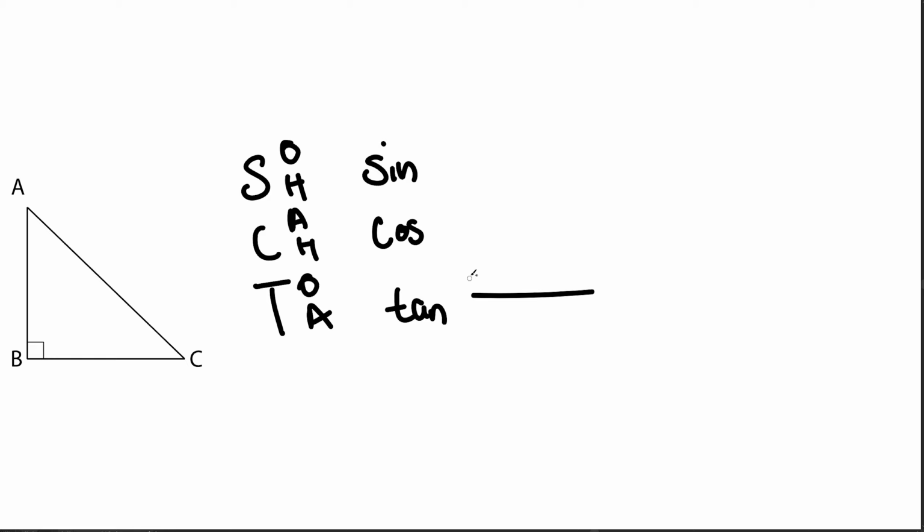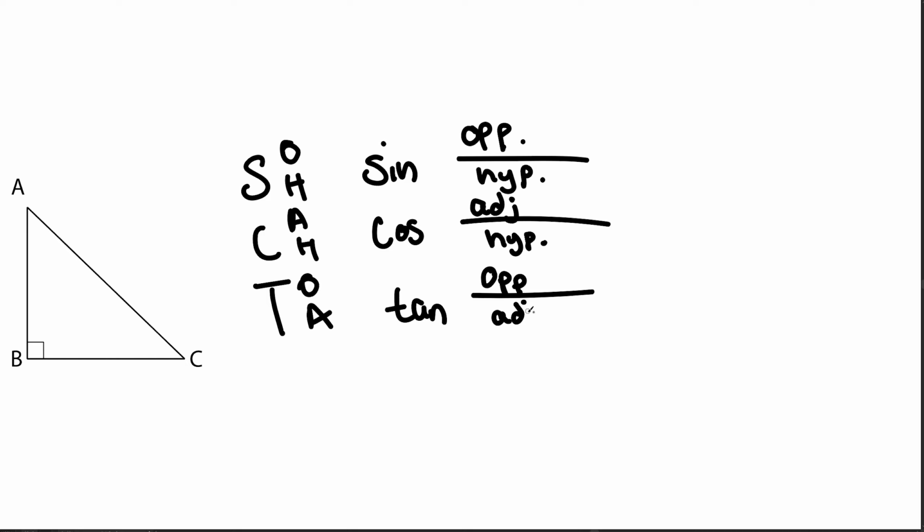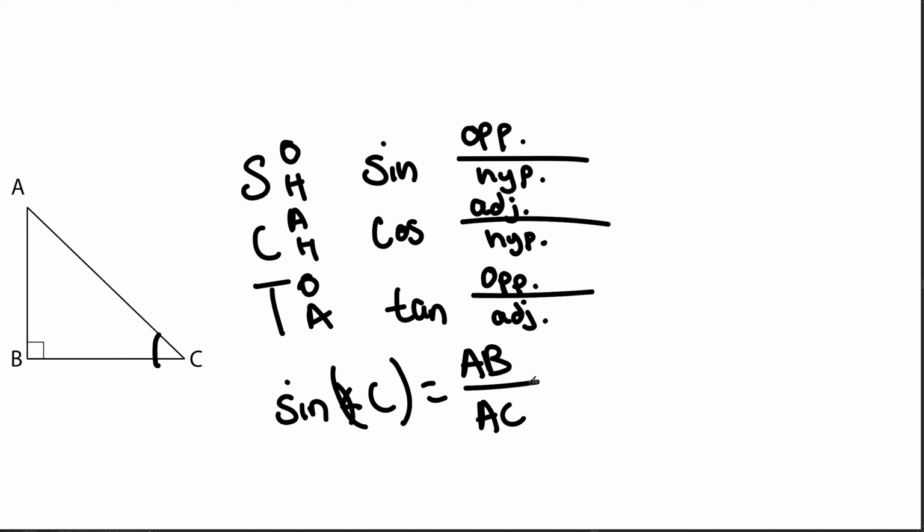How you calculate these is going to be dependent on which angle you choose. So it's going to be opposite over hypotenuse, adjacent over hypotenuse, and lastly, opposite over adjacent. All right. So let's take angle C as an example. This is going to be angle C. If we take sine of angle C, we get the side that's opposite of C, so AB, over AC, which is the hypotenuse.